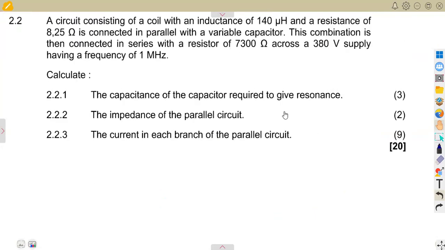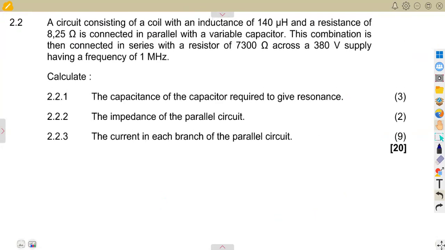It's actually a lot. All right, let us consider question 2.2, which is actually having the major part of our marks, the marks that you're given there. The major part is from this. A circuit is consisting of, so we are given that there it is a circuit consisting of a coil. All right, there's a coil which has got an inductance and also a resistance. The coil has got an inductance and a resistance connected in parallel, all right, with a variable capacitor.